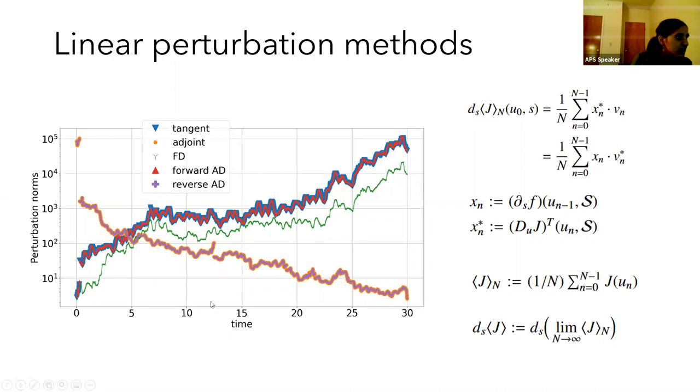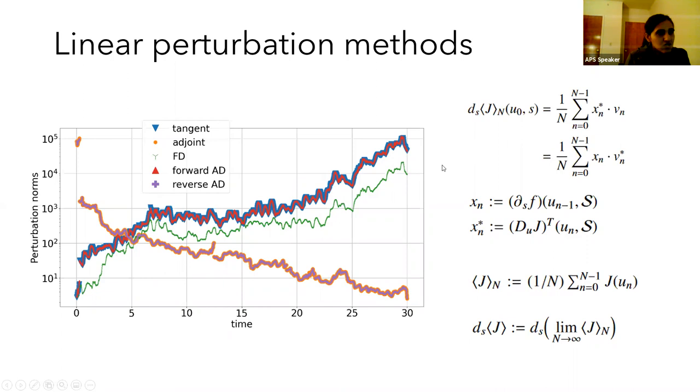Now, this failure of tangent and adjoint sensitivity analysis is depicted in this figure. The x-axis is the time, and the y-axis are the norms of the various perturbations. These are all infinitesimal perturbations. In blue is an infinitesimal tangent perturbation, but as you can see, it grows exponentially in time. The same tangent equation can be computed using automatic differentiation in forward mode, and that is shown, and it lies on top of the tangent solution and also blows up exponentially. Similarly, the square of adjoint solutions and the same adjoint solutions computed using reverse mode also blow up exponentially in time, but backwards. And then finite difference also increases exponentially in time, but the two trajectories used to compute the finite difference are both bounded, and so it saturates after some time.